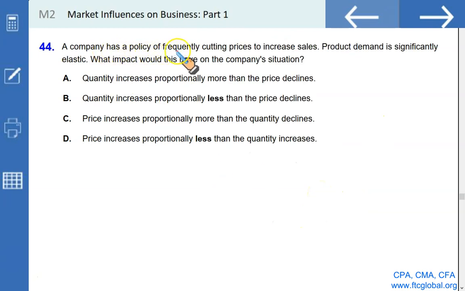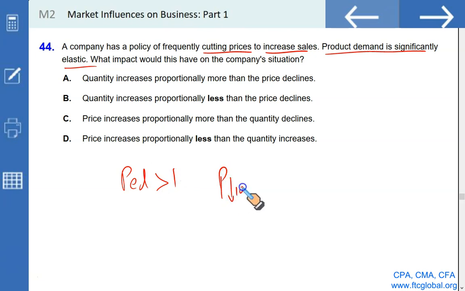A company has a policy of frequently cutting prices to increase sales. Product demand is significantly elastic. We know PED is elastic. That means if the price is decreased by 10%, the quantity demanded would increase by more than 10%, maybe 30%. So what we're looking for is quantity increasing proportionally more than the price declines. Absolutely, look no further. This is the right option.